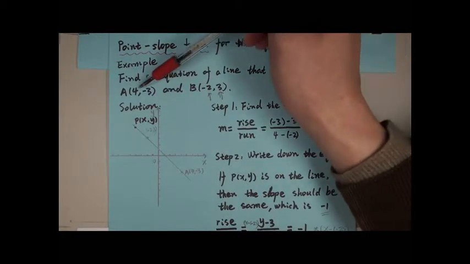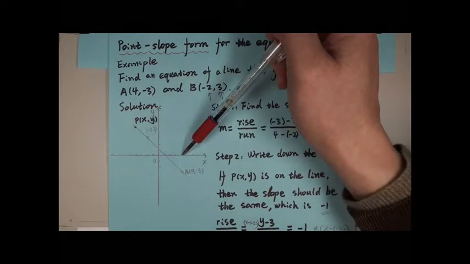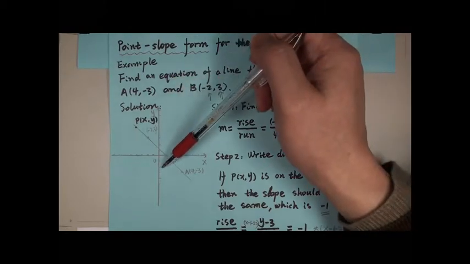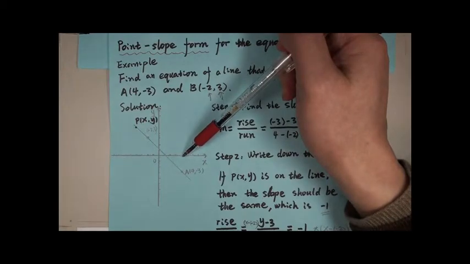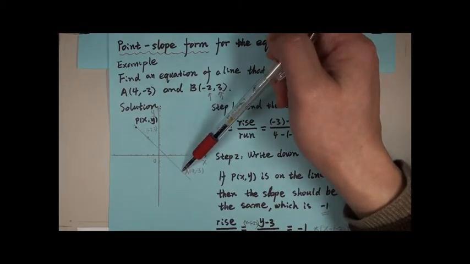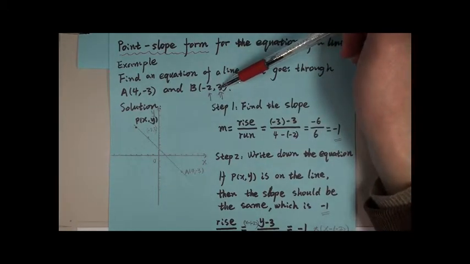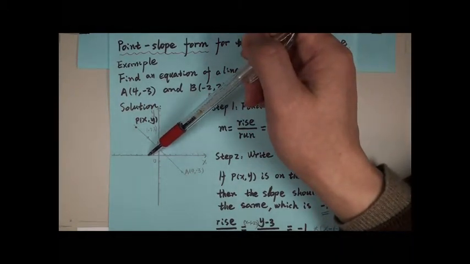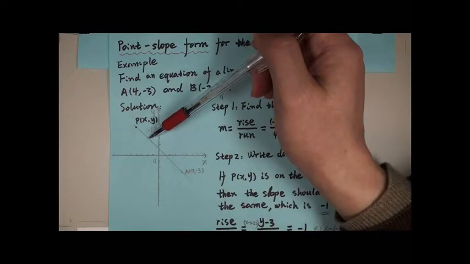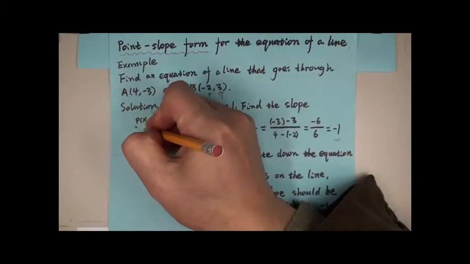Point A is (4, -3). So 1, 2, 3, 4 to the right, positive. Then -3: 1, 2, 3. So 4 units to the right, 3 units down. So this is A. B is (-2, 3). So left hand side is -1, 2, and then 3 units up. This is B. Okay, so we can mark this one B.